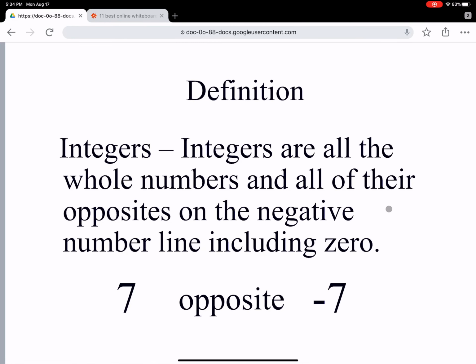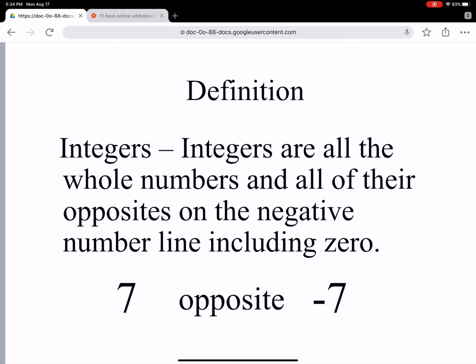Now, integers. This is a big one because this is what this unit's about. Integers are all of the whole numbers and all of their opposites on the negative number line, including 0. Okay? So an integer is basically any whole number, whether it's positive or negative. Positive 18, that's an integer because it's a whole number. Negative 17, also a whole number. It's an integer.